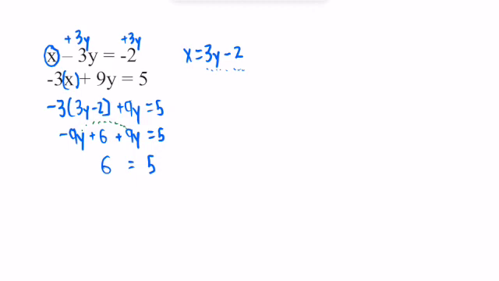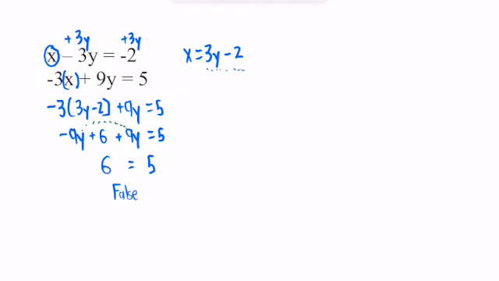This is what we call in algebra a number sentence, when there are no variables on either side of the statement. And in this case, 6 equals 5, well, that's not true. 6 is not equal to 5. We have a false number sentence.